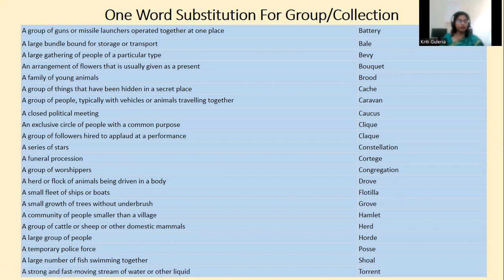A community of people smaller than a village: hamlet. A group of cattle or sheep or other domestic mammals is a herd. A large group of people: horde. A temporary police force: posse. A large number of fish swimming together: shoal. And a strong and fast moving stream of water or other liquid is referred to as a torrent. So these are the words which can be substituted for the entire phrase written towards the left hand side.